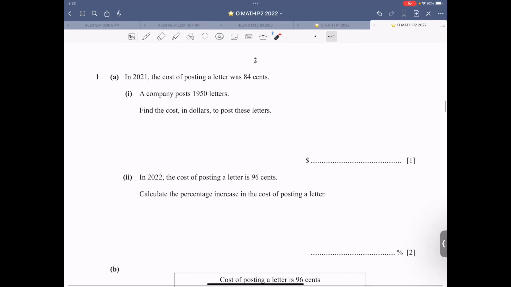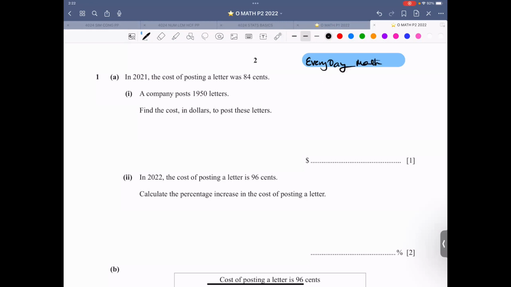The first question says, in 2021, the cost of posting a letter was 84 cents. And it seems like this is a scenario of everyday maths. So let me write over here that we are dealing with a question of everyday math that is about percentages and that is about ratios and things like that. A company posts 1950 letters. Find the cost in dollars to post these letters.